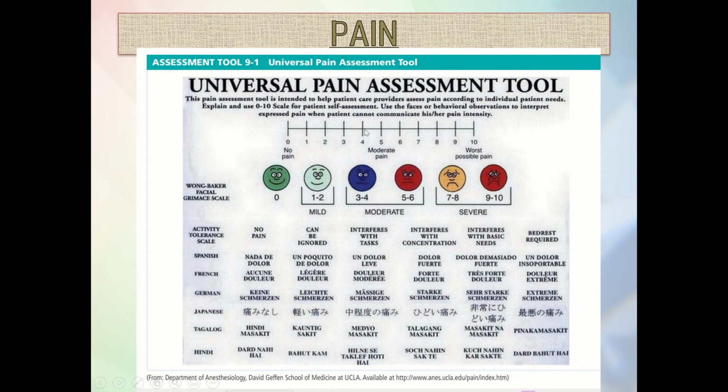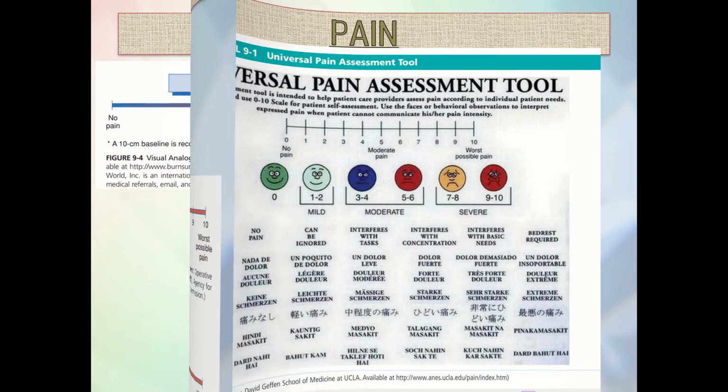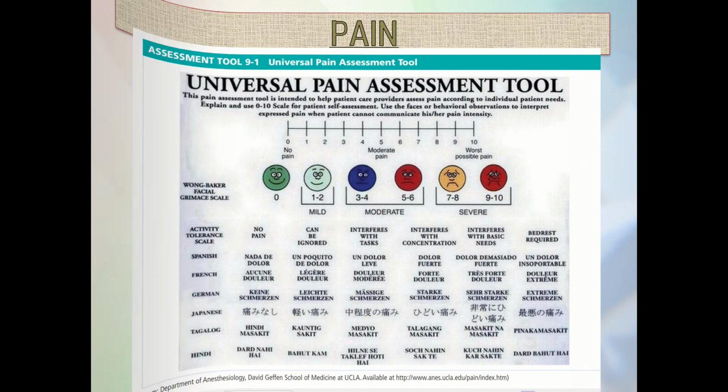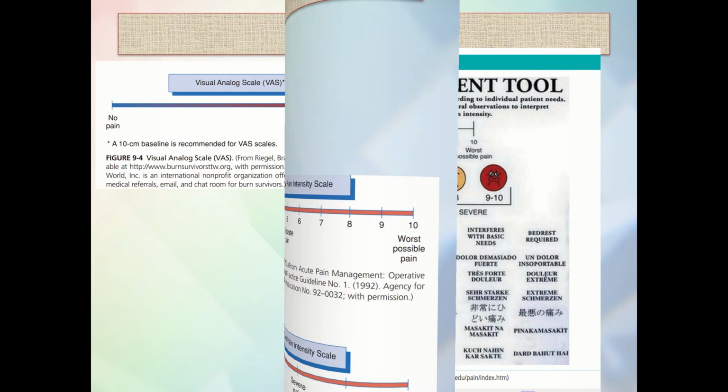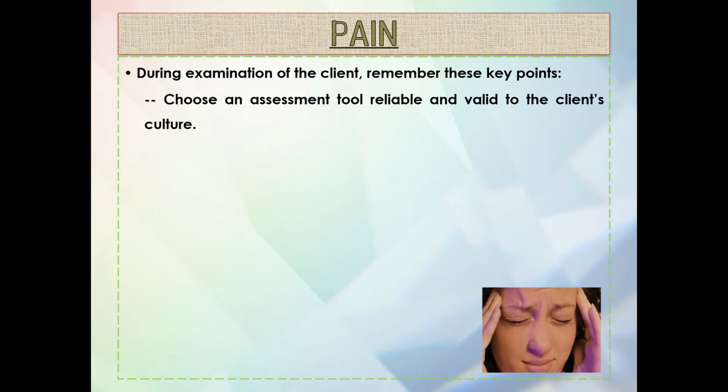Okay, so again, the universal assessment tool for pain is the numeric rating scale. The numeric rating scale is what we use. And then when there are faces, that is the Wong-Baker Facial Grimace Scale. So these are just translations in different countries according to their language.